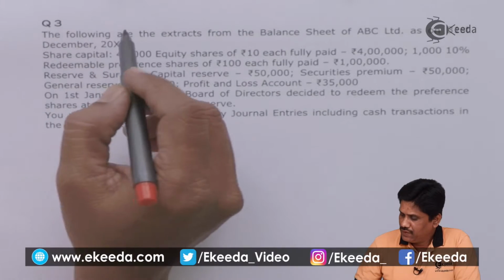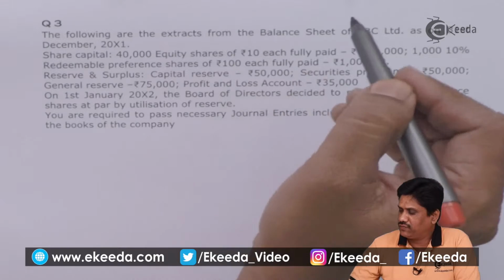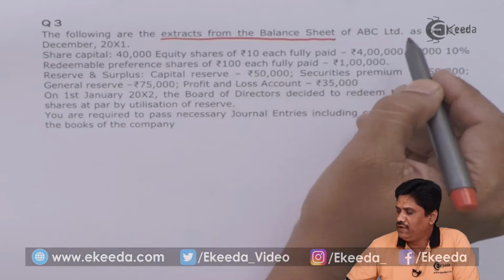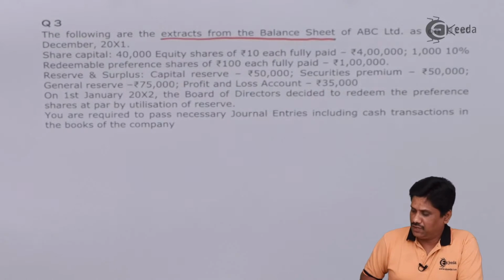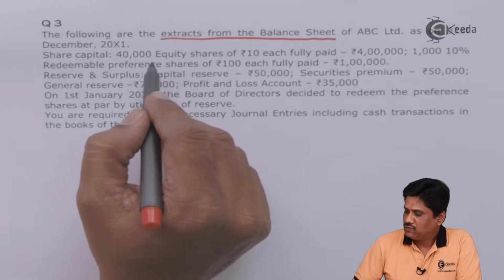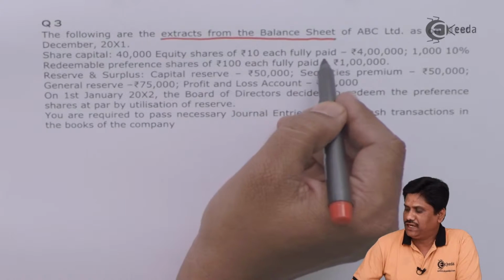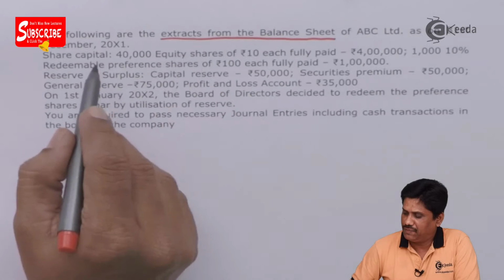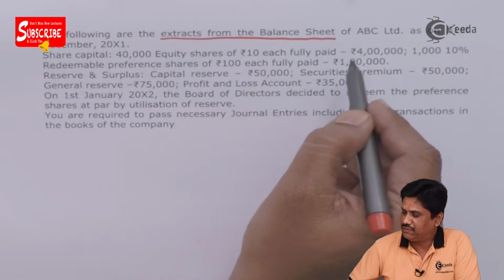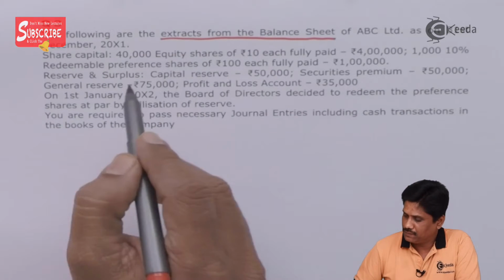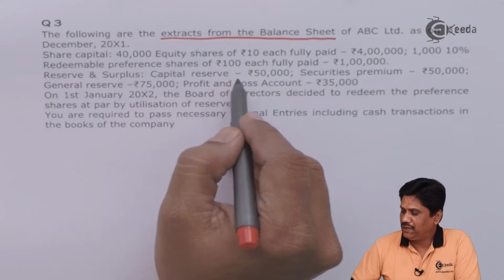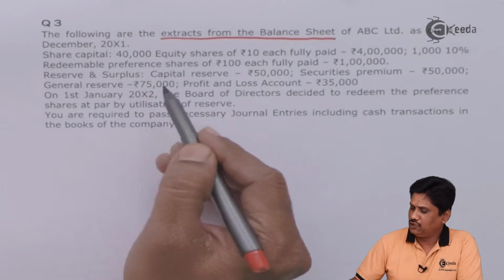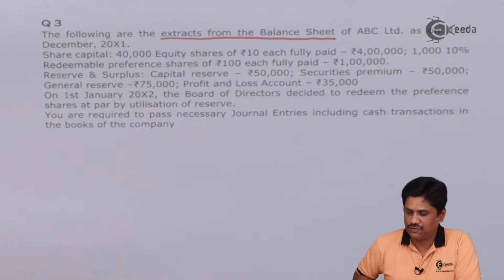Question number 3. Following are the extracts from the balance sheet of ABC Limited on 31st December 2000. Share capital: 40,000 equity shares of rupees 10 fully paid, rupees 4 lakhs. 1,000 10% redeemable preference shares of 100, that comes to 1 lakh, fully paid. Reserves and surplus include capital reserve of 50,000, securities premium of 50,000, general reserve 75,000, P&L account 35,000.